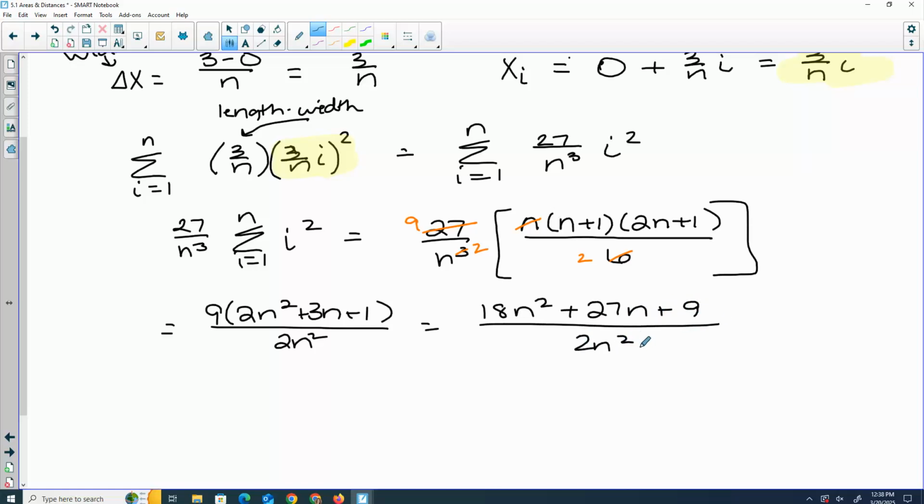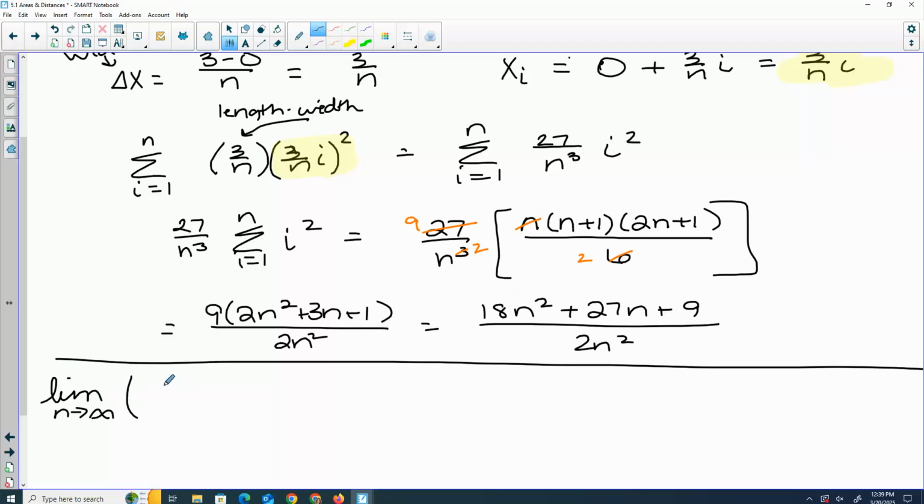So that's a formula. If I wanted 5 rectangles, we could plug 5 in here, or 10. But I want the exact, so I want infinity. You're welcome to do L'Hopital's here, but somebody did catch on yesterday: couldn't we just divide each of these by 2n squared? Yeah, Katie did. So 18n squared over 2n squared is 9. 27n over 2n squared would be 27 over 2n, plus 9 over 2n squared. You can certainly do L'Hopital's, but if we do this, it's not necessary because you get 9 plus 0 plus 0. So my exact area is 9.